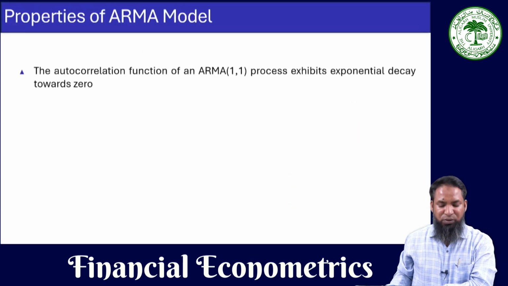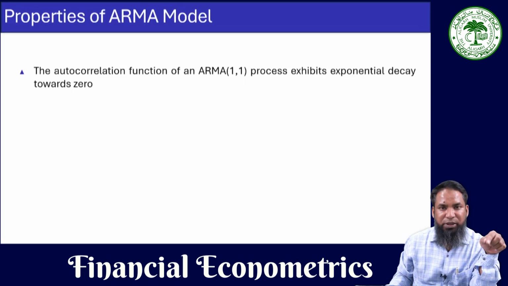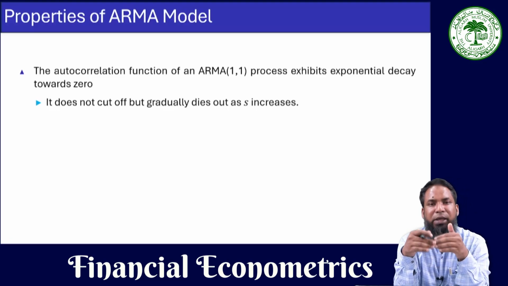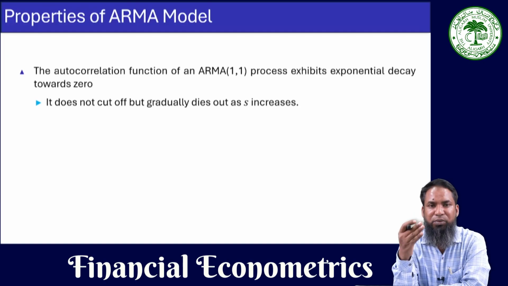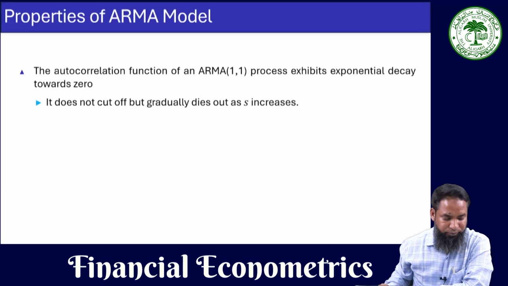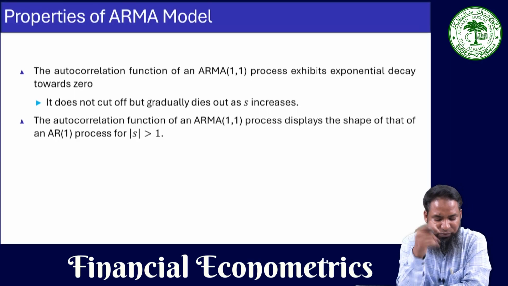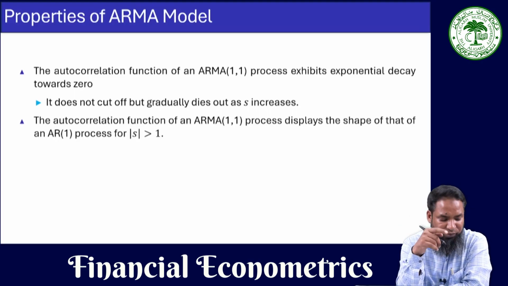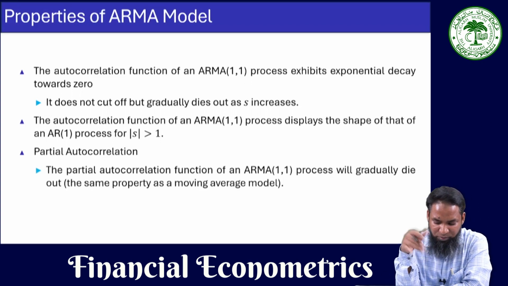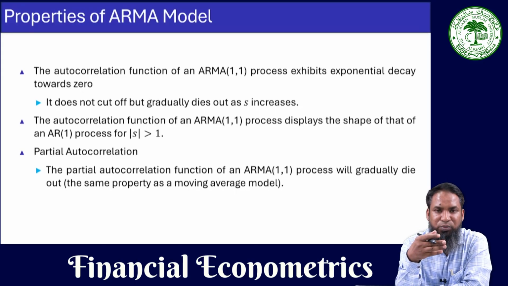The autocorrelation function of the process exhibits an exponential decay towards 0. It does not cut off but gradually dies out as s increases, the same as in the autoregressive model. The same property is exhibited by the ARMA(1,1) model. The autocorrelation function of the ARMA(1,1) process displays the shape of that in the AR(1) process when s is more than 1. The partial autocorrelation function of the ARMA process will gradually die out, the same property as the moving average model.